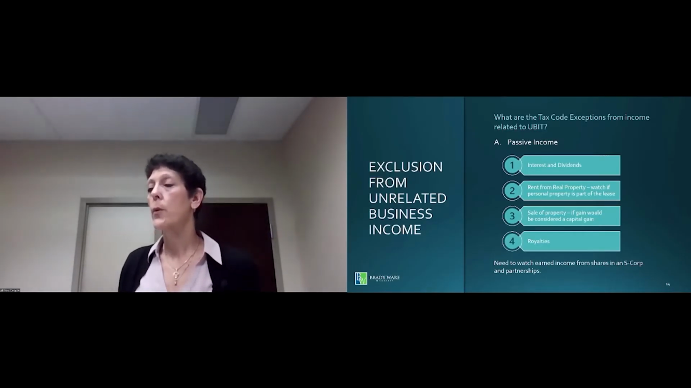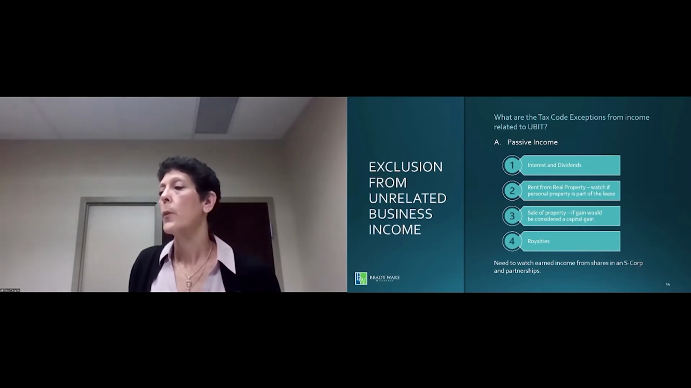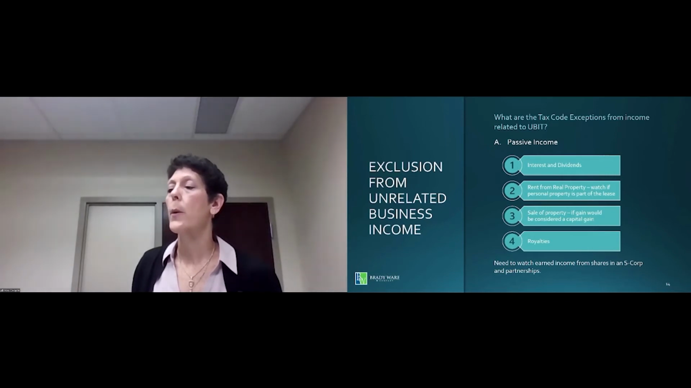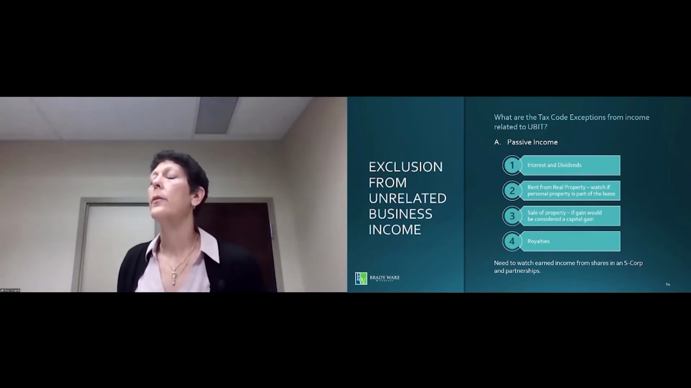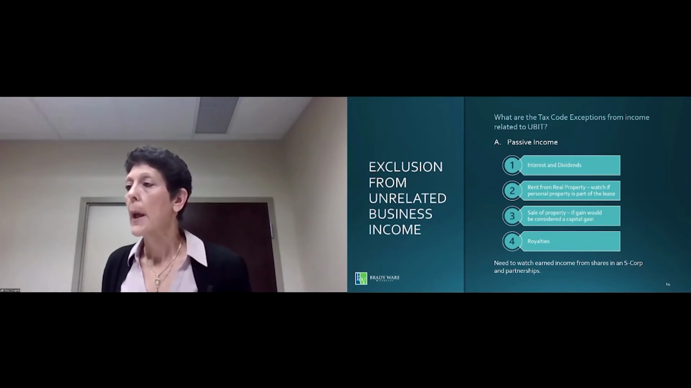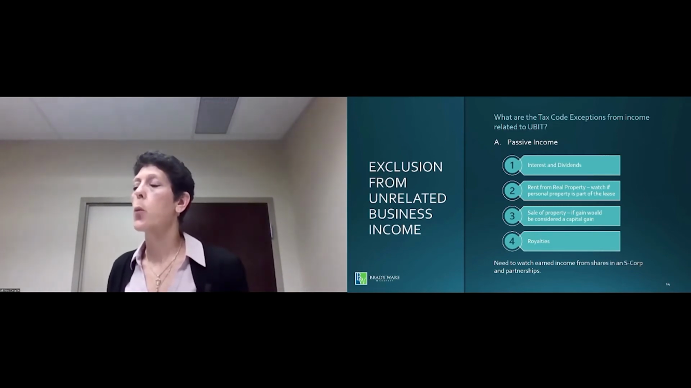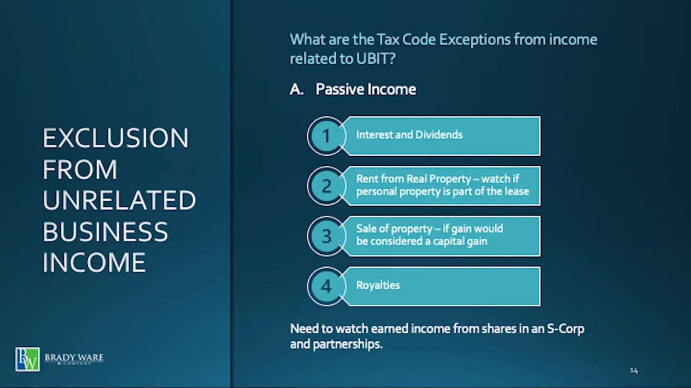But when you're renting property, you also have to watch if you're also including personal property in the lease agreement. If your personal property rent percentage is higher than your rent for the real estate, then it will automatically taint your rent for the real property and make everything taxable as UBIT income, because renting personal property is classified as UBIT.